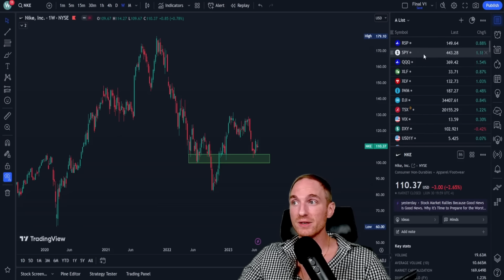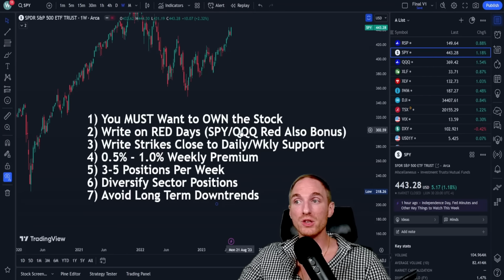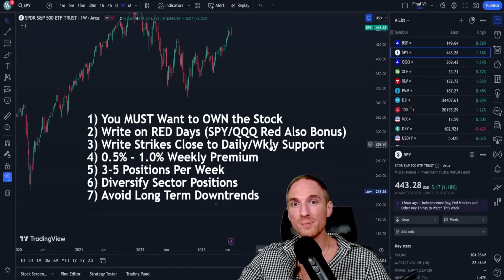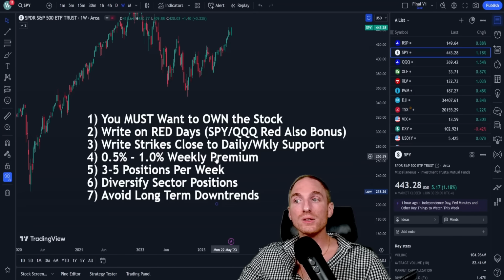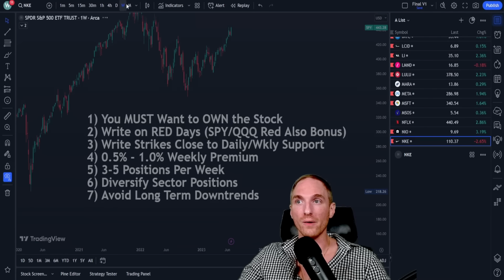So if we go back to this, does it respect writing on red days? Yes. SPY and QQQ, hopefully they're also red. In our theoretical example, it is red. Are we writing strikes close to daily or weekly support? Yes, we saw that it's close to weekly support. Now let's check whether it is in a long-term downtrend. No, Nike is obviously in a long-term uptrend.